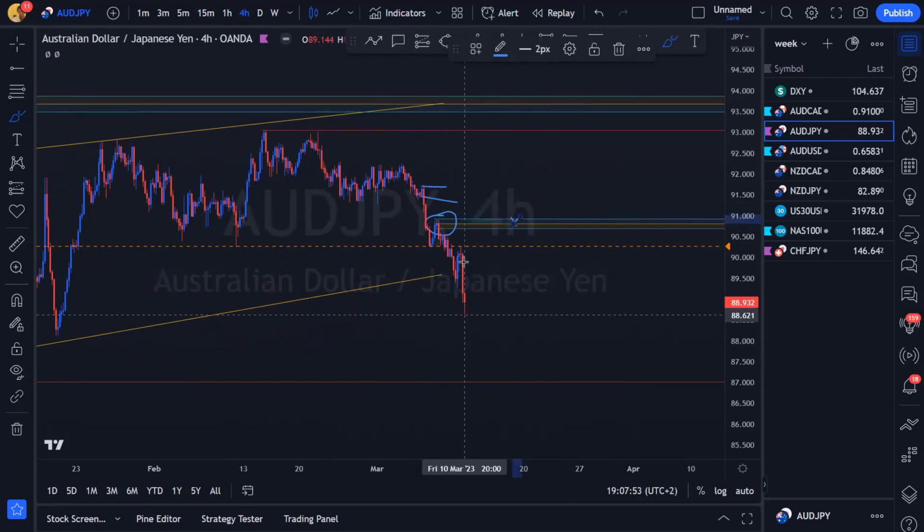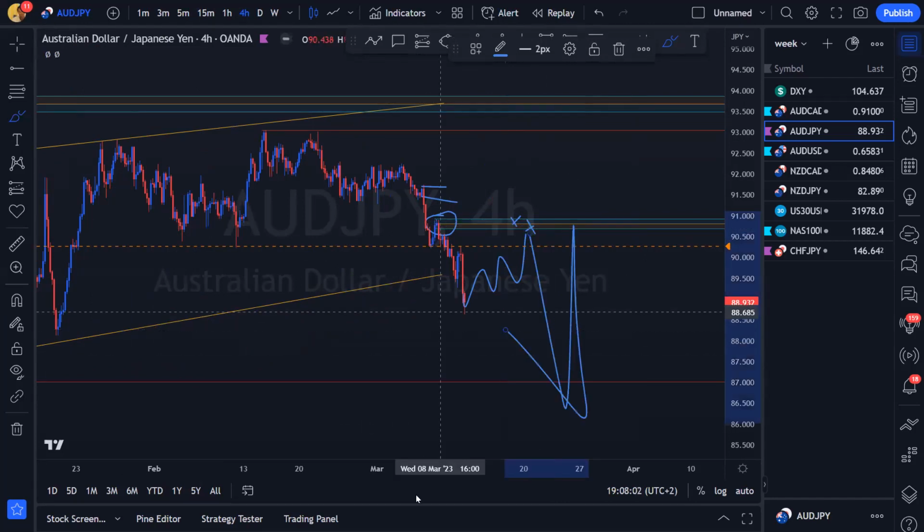Otherwise, all we're going to be waiting for, very simple, is for our corrective structures to come and terminate inside of this POI. That's where we'll be looking to add size, and obviously looking for our structures to terminate there for our shorts. All we're doing is just riding to the 90% rule.